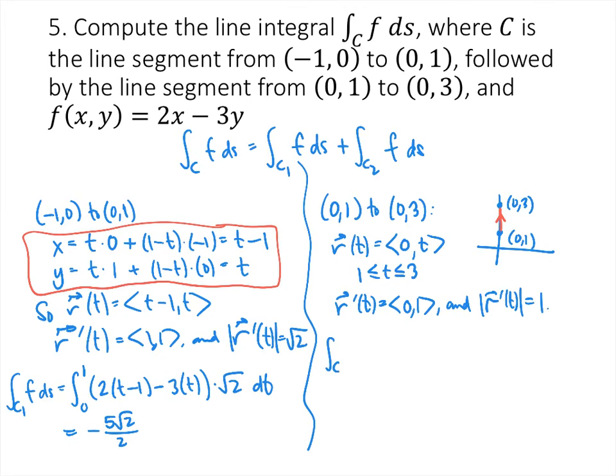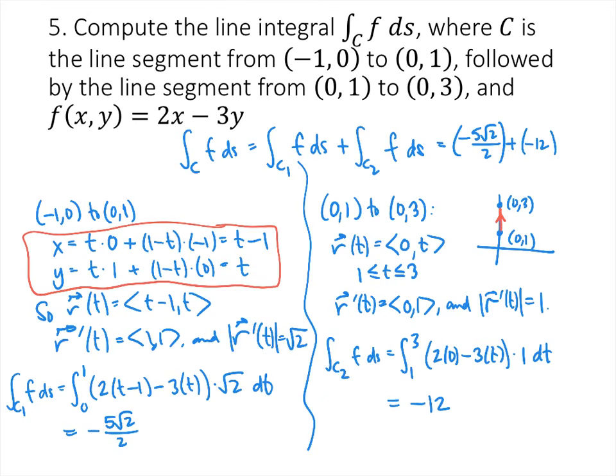So that means that my integral over c2 of my function f ds is going to be the integral from 1 to 3 of my formula, which is 2x minus 3y, so that's going to be 2 times 0 minus 3 times t, multiplied by my speed factor, integrated with respect to t. And when we work that out, what we end up with is negative 12. So the two portions of our line integral are negative 5 radical 2 over 2 and negative 12. So we add those two numbers together, and that would be the total value of our line integral over the entire curve.